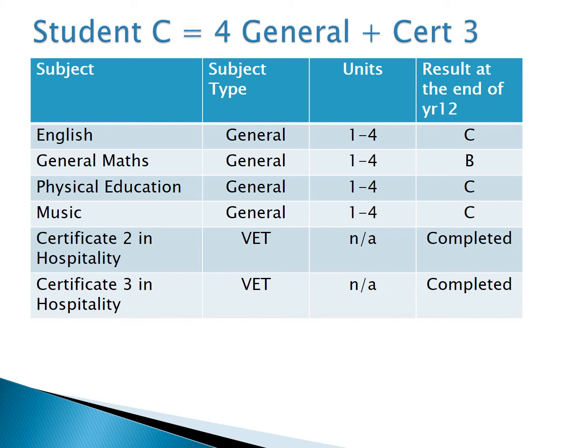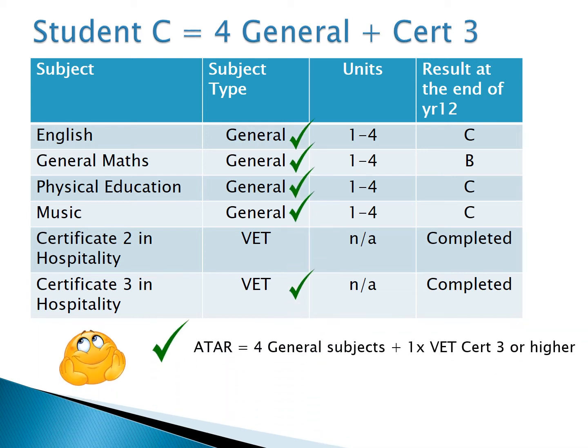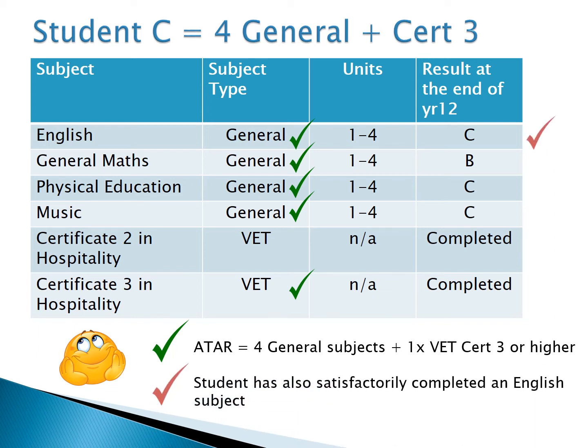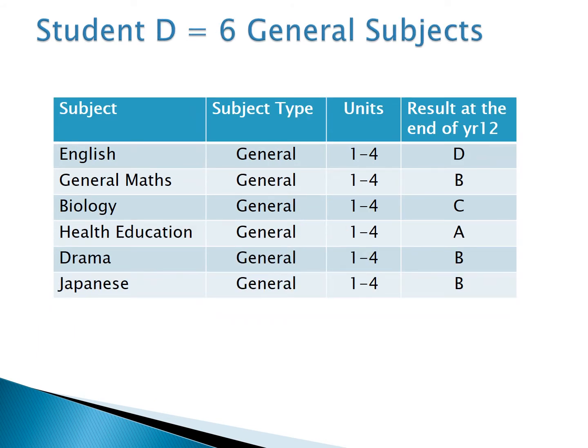This student has 4 general subjects and a couple of VET, or vocational education training, certificate courses completed. So this rule is 4 general subjects and 1 VET certificate 3 or higher. This student has also satisfactorily completed English. So let's have a look at this student.